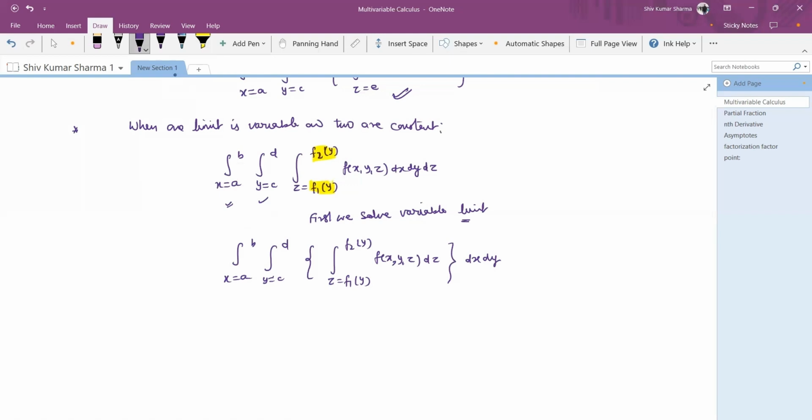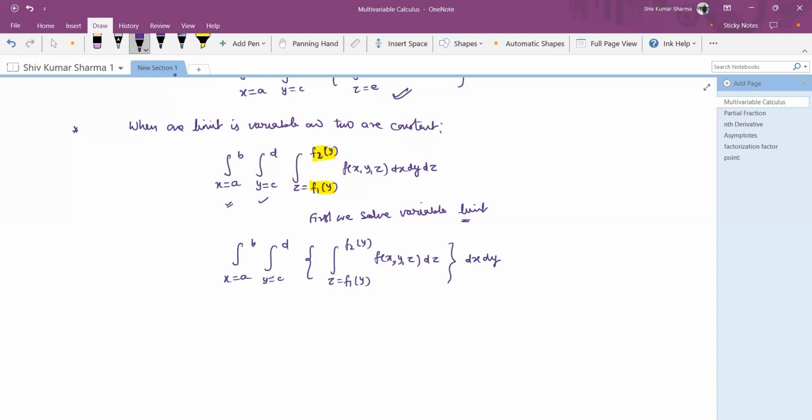So we focus on which variable has the variable limits. So we integrate with respect to that first. Basically we solve the variable limit first, then we solve the constant limits. So maybe z has the constant limit, y has the variable limit, the limit of y in terms of maybe x or in terms of maybe z. Similarly, x may have the variable limit in terms of y or in terms of z. So we solve accordingly. First we solve the variable limit, then we solve the constant limit.